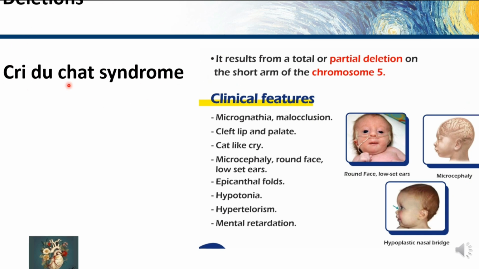Again I repeat, Cri-du-chat syndrome is the deletion on the short arm of chromosome number 5 in the area responsible for formation of the larynx and the nervous system.